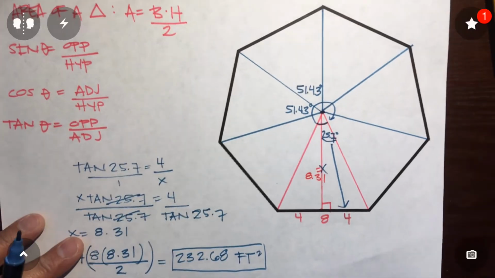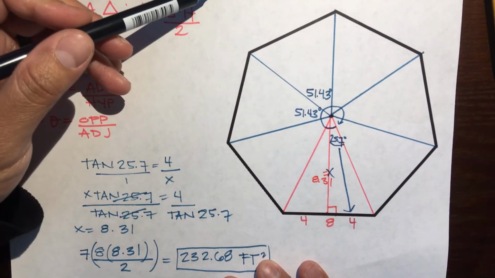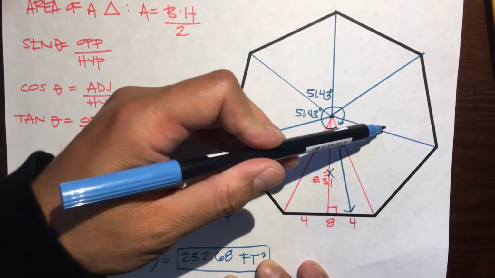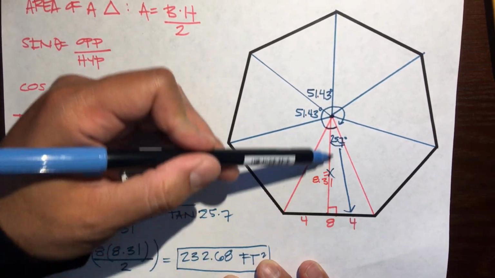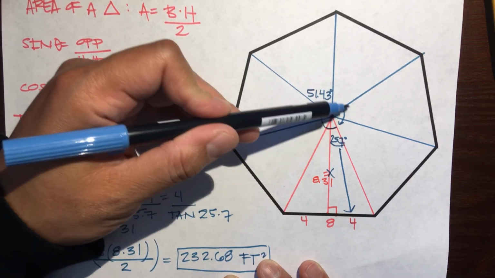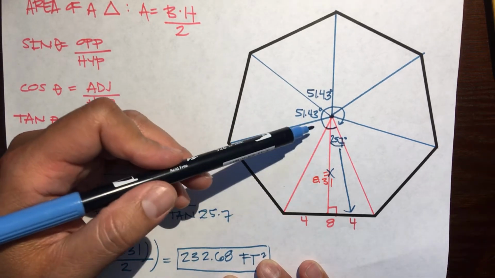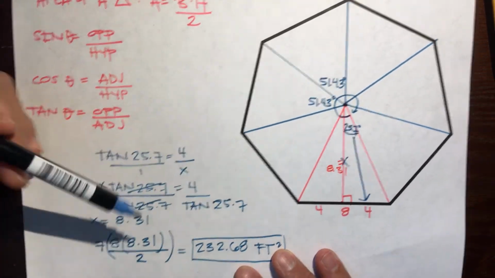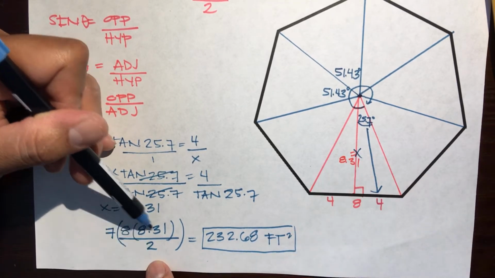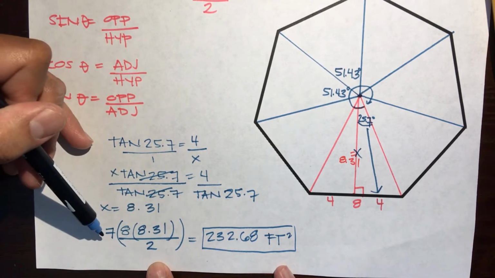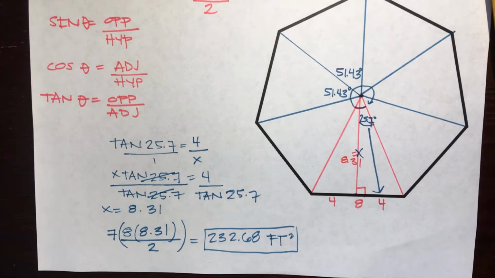All right, that is how you find the area of a regular heptagon. You split it up. It's a heptagon, so there are 7 congruent triangles. We're going to focus on one triangle. We have the base. We need to find the height. We found this angle by dividing 360 by 7 and dividing it by 2 to get this half of 51.3. And then we use tangent to find the height. We multiply the base, which is 8, times the height, 8.31, divided by 2, which is the area of one triangle, and multiply it by 7 because there are 7 triangles that make up a heptagon. And there you go.